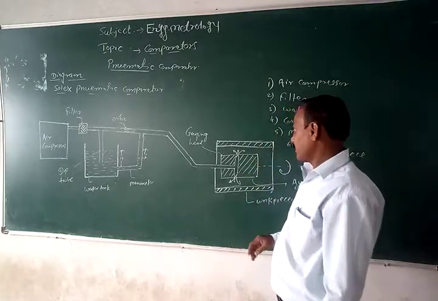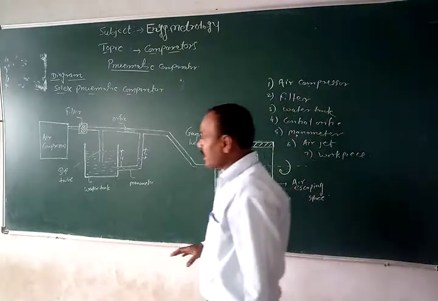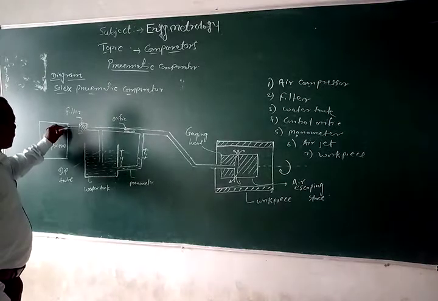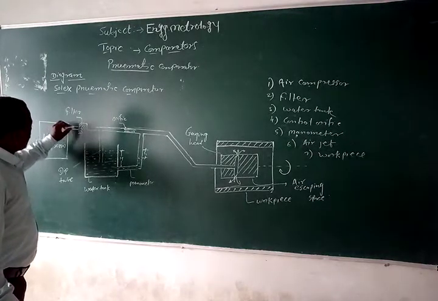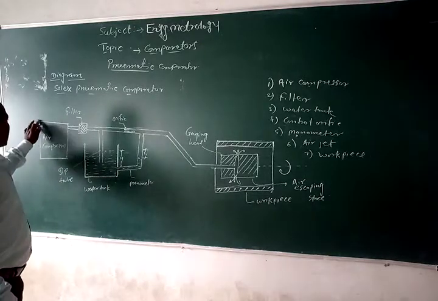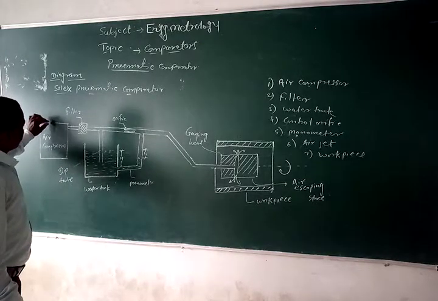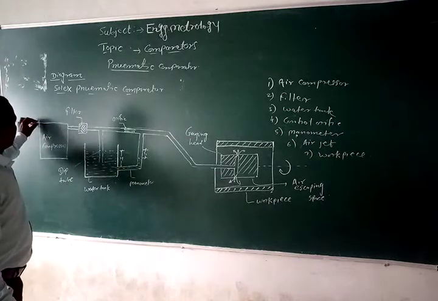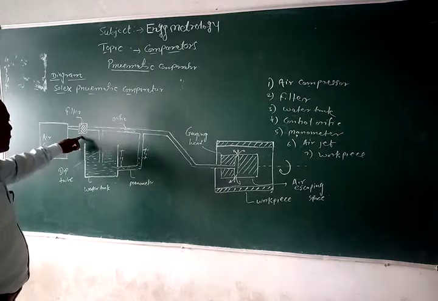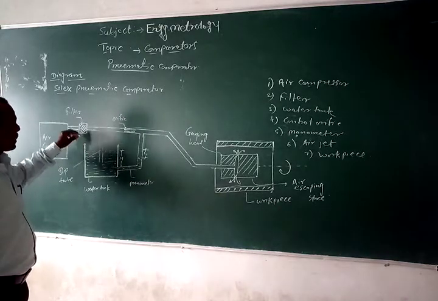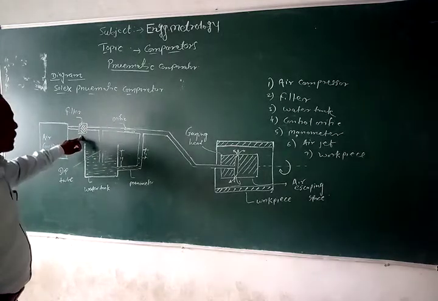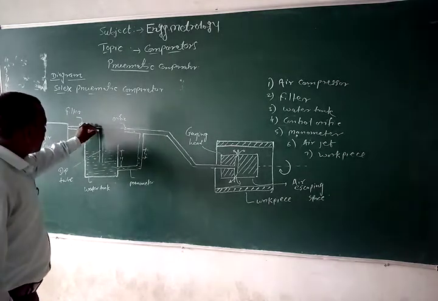How does it work? Now air is compressed from this air compressor. This air is applied to this filter. Where does the air come from? The air comes from the compressor. This air passes through this filter. What does the filter do? The filter removes dust particles from the air.